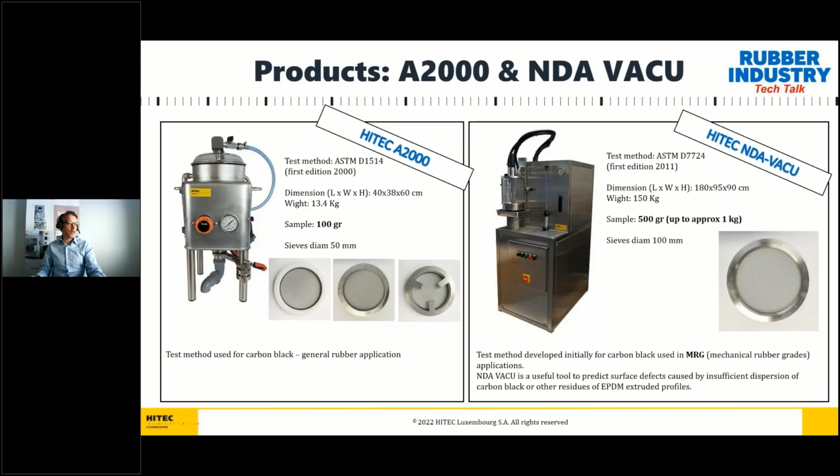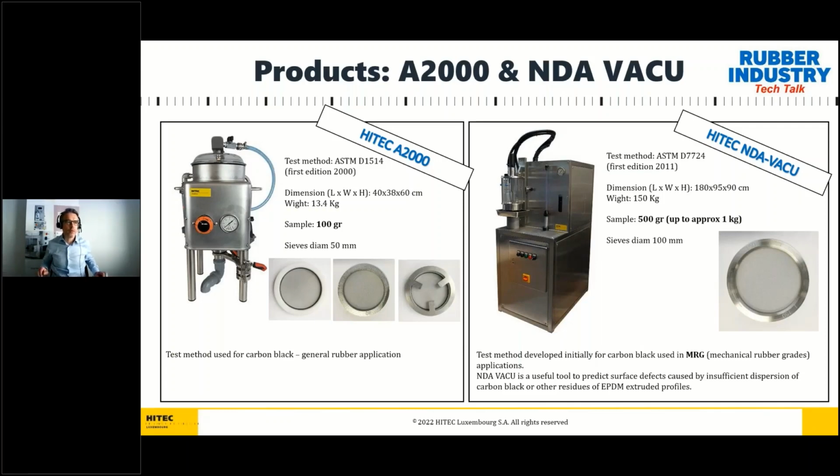The sieves have a small diameter of 50 millimeters, and we have three different kinds of sieves. The plastic sieve is a stainless steel mesh but with a plastic ring. We have a stainless steel ring and a stainless steel ring with an impact tongue. This method is used for carbon black for general rubber application.